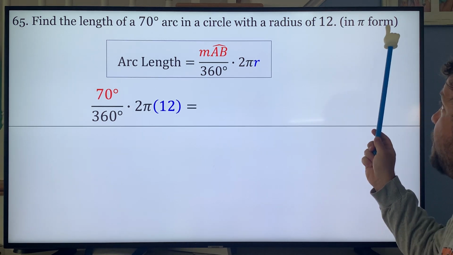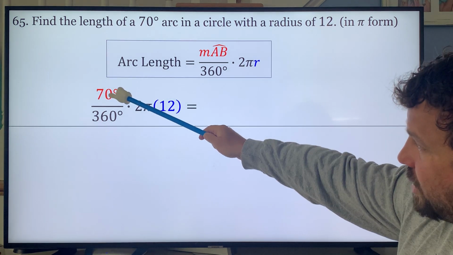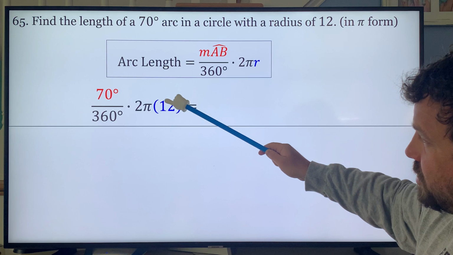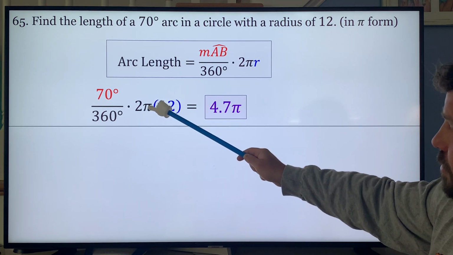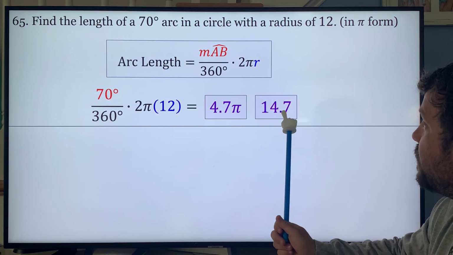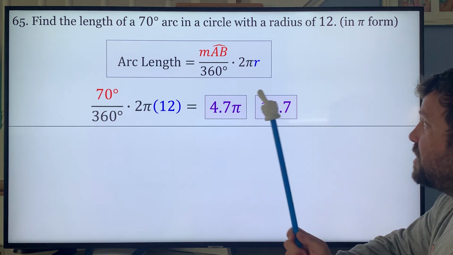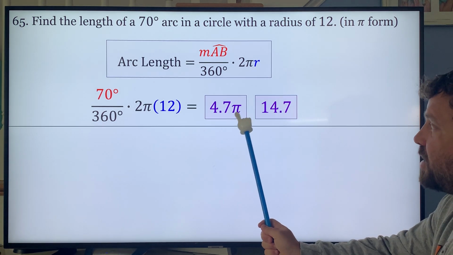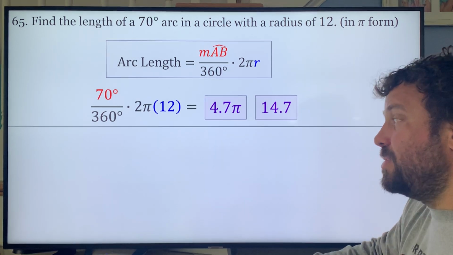And it says leave it in pi form. So that means don't use the pi button. So when you do this, 70 divided by 360 times 2 times 12, it's 4.7, and then the pi button. That's it. If you did not put it in pi form, you had 14.7, but say it was multiple choice, and all the answers are like this, we'll just type in all your answers into the calculator to see which one gives you 14.7, right?